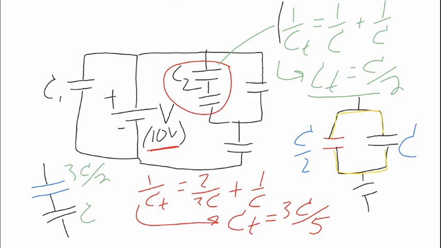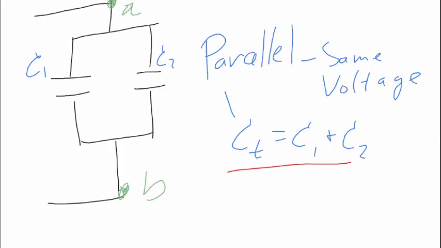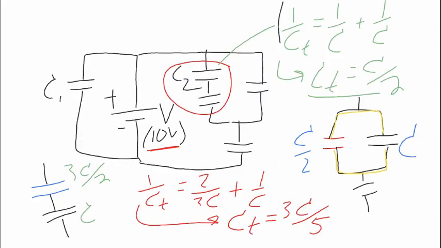I can work back through the circuit using the V equals Q over C equation right here, and also using these rules: when we are connected in series, we have the same charge, and when we are connected in parallel, we have the same voltage. So those are the rules that we're using along with the equation V equals Q on C, and that is how we work our way back through the circuit and find out the charge ultimately on capacitor C2.